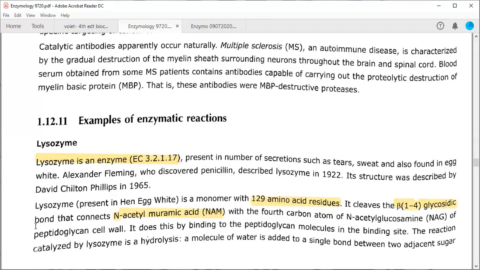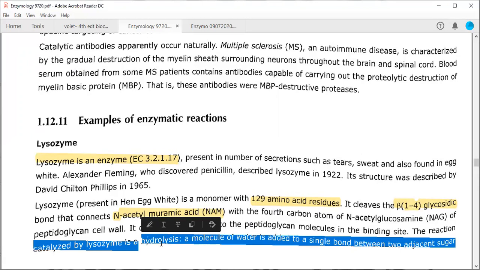So if you look into the molecular structure of the cell wall of bacteria, they are made up of NAM and NAG alternating subunits of these two glycosides, okay, so they have a bond between them. It's called beta-1,4 glycosidic bond. So it does this by binding to the peptidoglycan molecule in the binding site first, and then the reaction is catalyzed by the lysozyme, and this is the hydrolysis reaction.